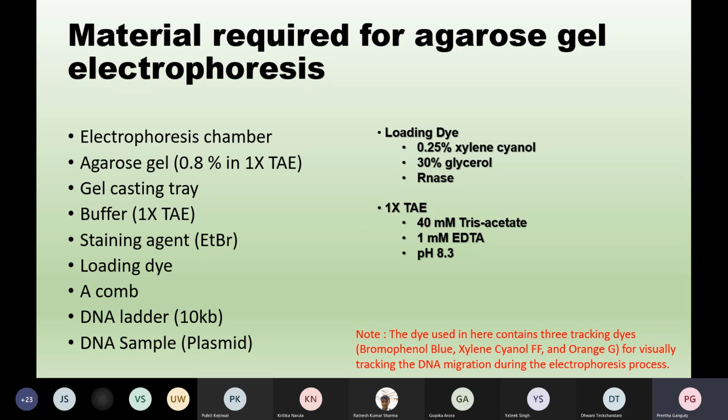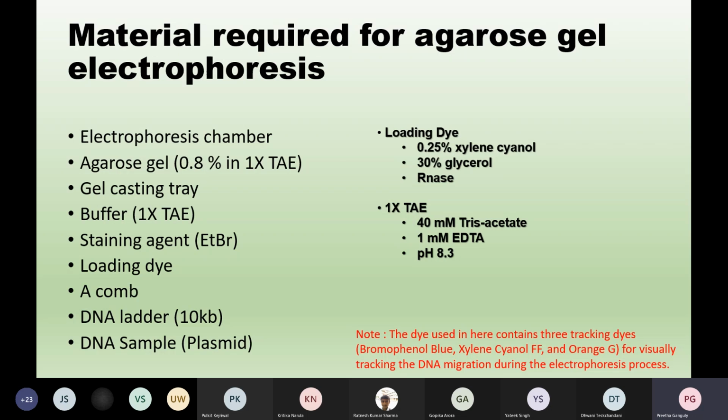Then there is a gel casting tray, then buffer, then a staining agent. Generally we use ethidium bromide. Then there is a loading dye, a comb and a DNA ladder. Why the DNA ladder is used, I will explain later in the presentation. Then we use DNA samples which need to be separated. We generally use plasmid. We also add loading dye along with the DNA.